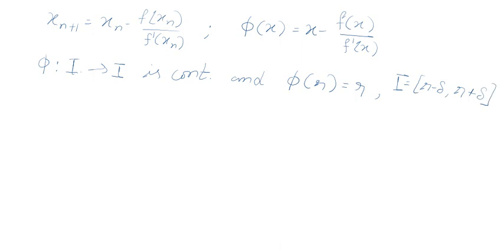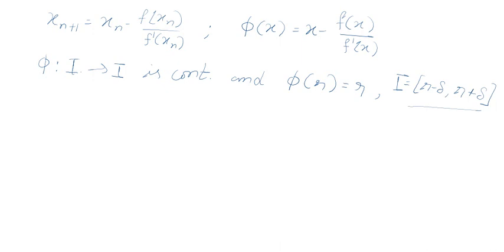Okay, so it can be shown that phi is continuous because it's a sum of two continuous functions. You know that a rational function is continuous whenever the numerator and denominator are continuous, and it is continuous everywhere except where the denominator vanishes. So you know that f dash of r is non-zero, so you can take a very small neighborhood of r where f dash remains non-zero. So you can show that f of x over f dash of x is continuous on this interval. So you can choose delta in such a way, and it can be shown that phi maps I into I.